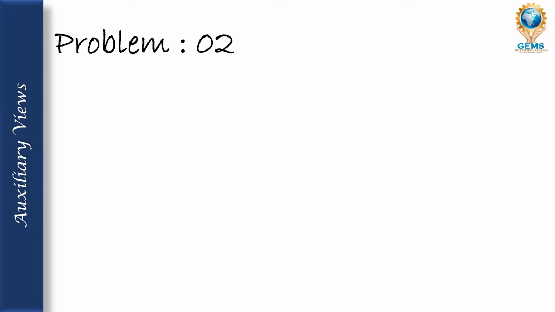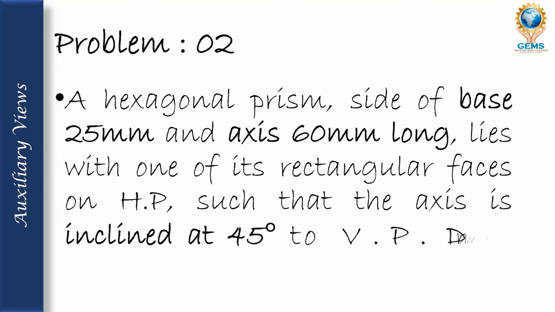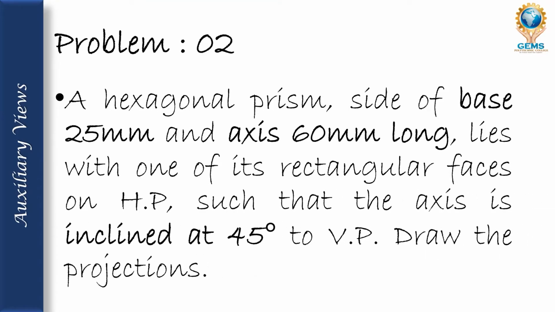So problem 2. Already in the previous video I discussed problem 1. Here we are going to see problem 2. What is the problem? Same, a hexagonal prism, as in the previous video. A hexagonal prism, side of base 25 mm and axis 60 mm long, lies with one of its rectangular faces on HP. Be careful: it lies with one of its rectangular faces on HP. That point is important, keep it in your mind.